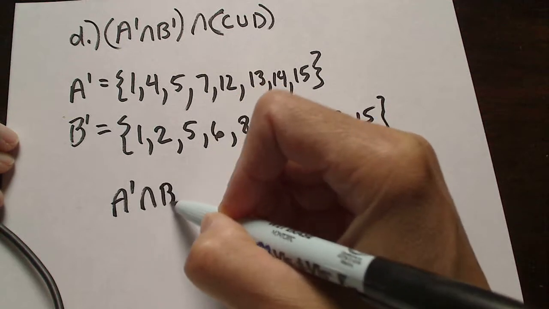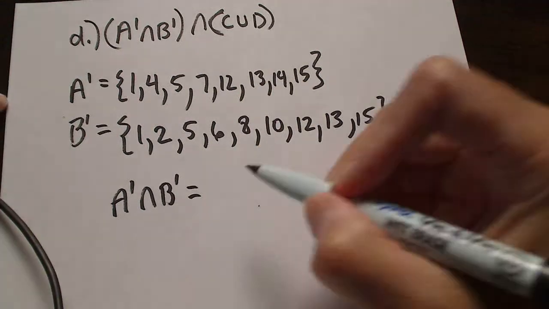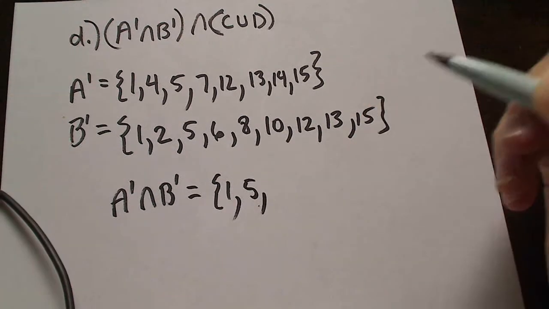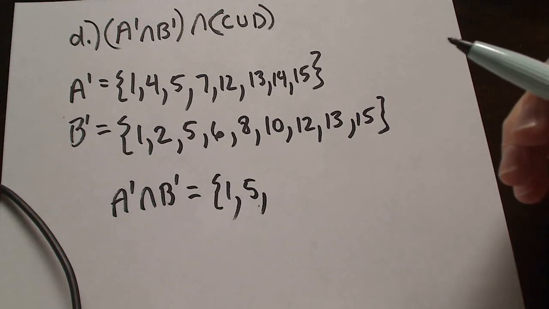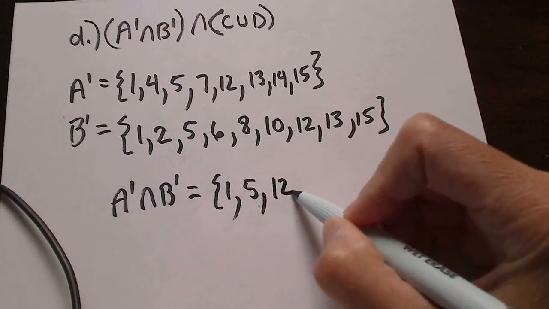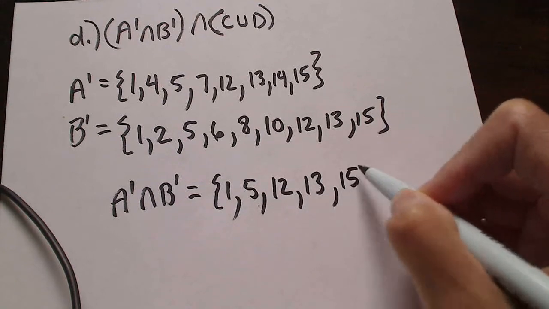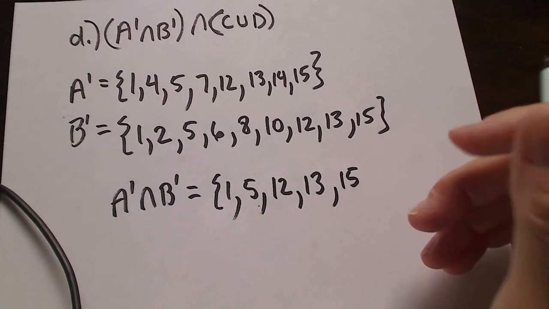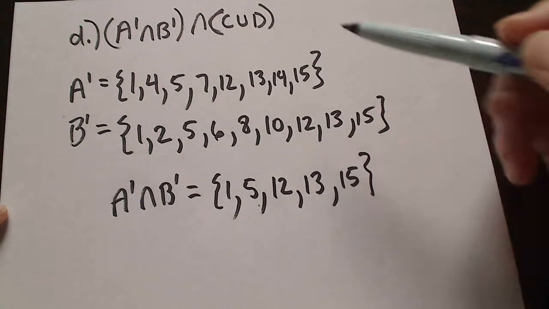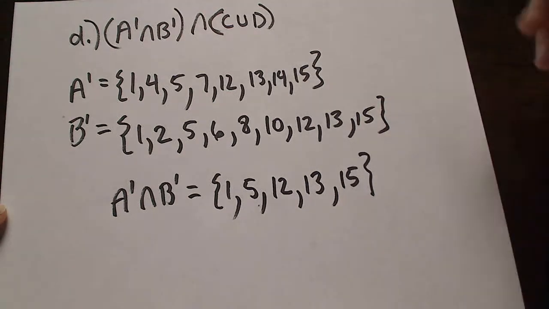So A naught intersect B naught. They share in common a 1. They don't share the 2. They do share the 5. They don't share 4 or 7 or 6 or 8. They do share a 12 and a 13. Excuse me. And a 15. Okay, so what we want to do now is take this and intersect it with the union of C and D.